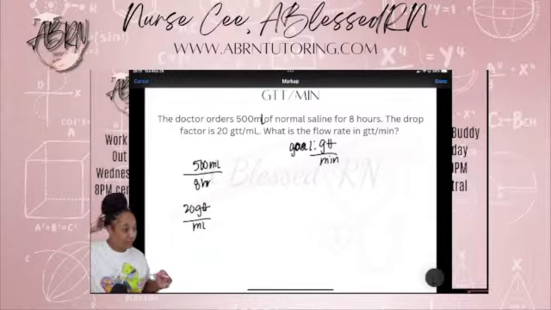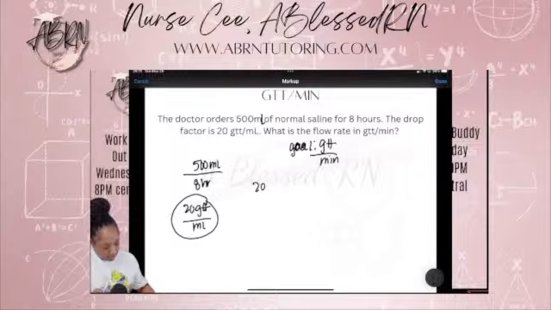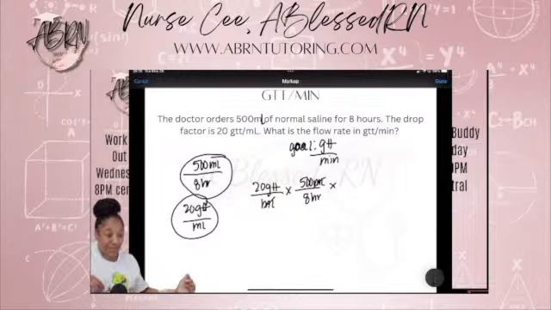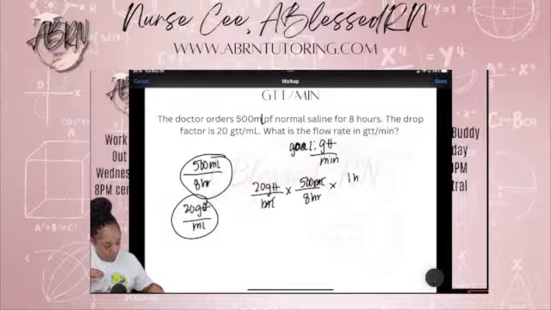Alrighty, so if we're looking for drops on the top, we'll start with our drops, right? So that's going to be 20 drops per milliliter. Okay, now we got milliliter on the bottom, we need milliliter on the top. So that'll be this one, 500 mLs per 8 hours. Now we've got hour on the bottom, but we need minutes on the bottom. So we'll do 1 hour is 60 minutes.